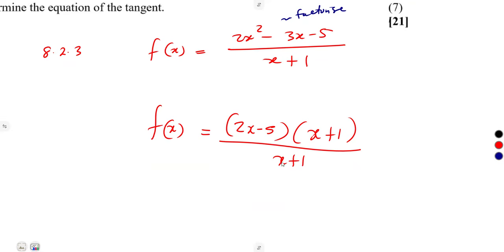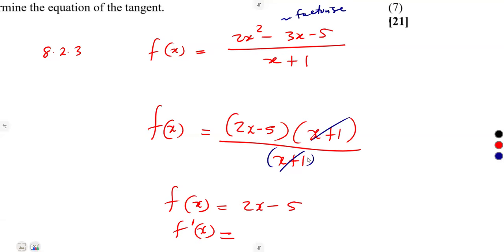All right, as we can see, x plus 1 and x plus 1, these 2 are the same. They can cancel. So I am going to remain with what? 2x minus 5. So our f of x is equal to 2x minus 5. We can find the first derivative from there. It is something that we are used to.